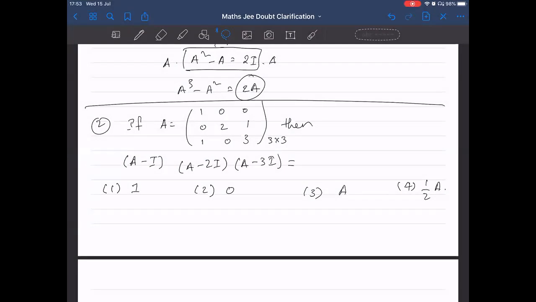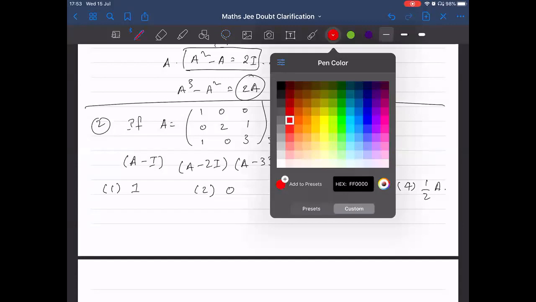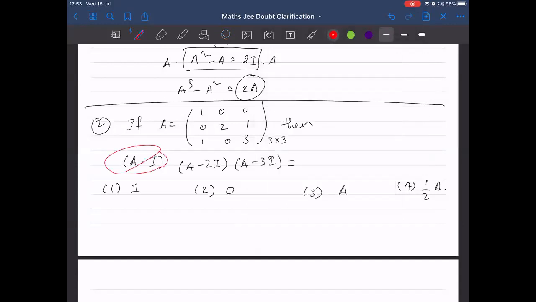So, with common sense, if you think, the answer cannot be 1 first of all, because A minus I means both A and I are matrices here. So subtract the matrix, you will get a matrix. Here A minus 2I again a matrix, A minus 3I again a matrix. If you multiply these three matrices, ultimately you should get a matrix only. So 1 is not a matrix, so 1 is not an option. So either 2, 3, 4 must be the option. So with common sense, you can just say that okay, 1 is not an option.